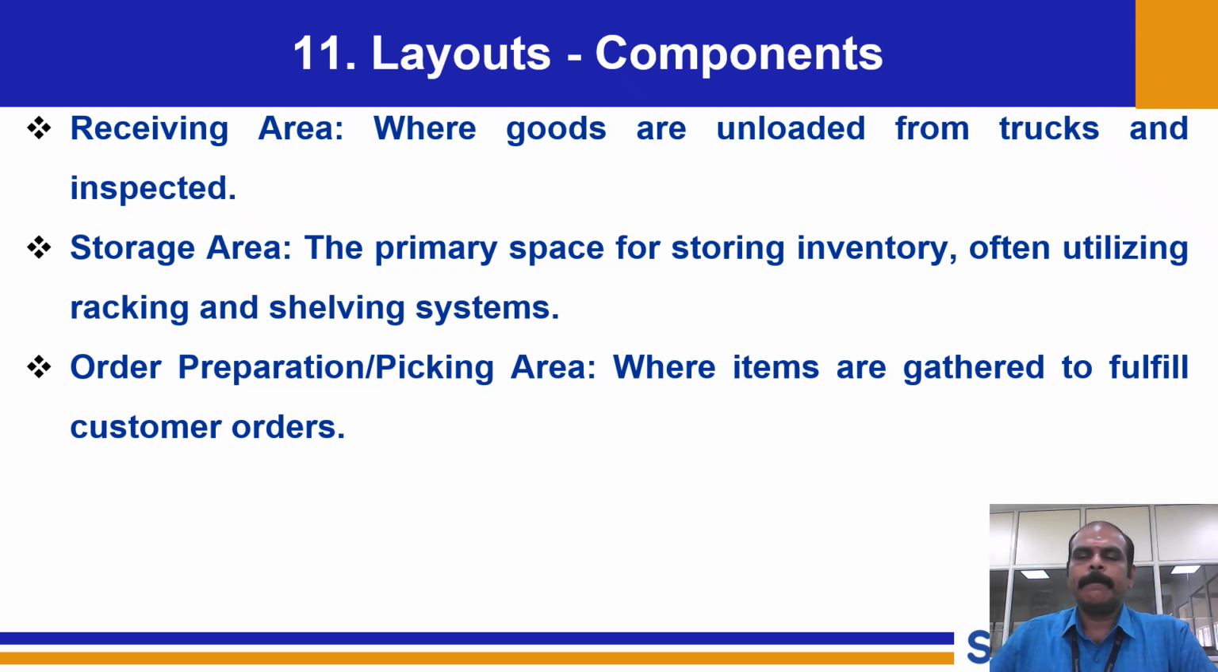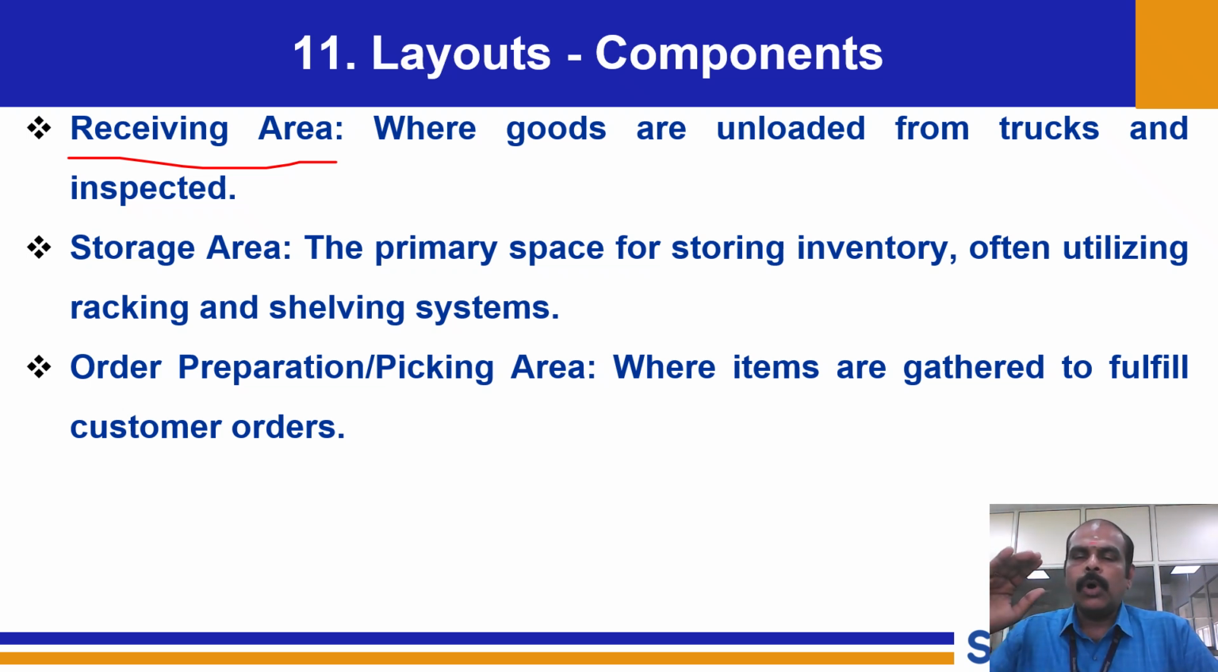Now first, in a home we have something like a hall, some bedrooms, a kitchen or a puja room. In a warehouse we have these areas. The first is the receiving area. The receiving area is the one which is going to accept the parts. It is a separate area where goods are unloaded from the trucks. This is a main interesting point.